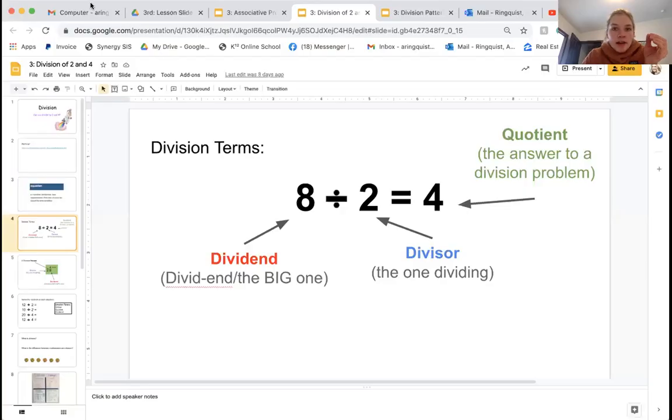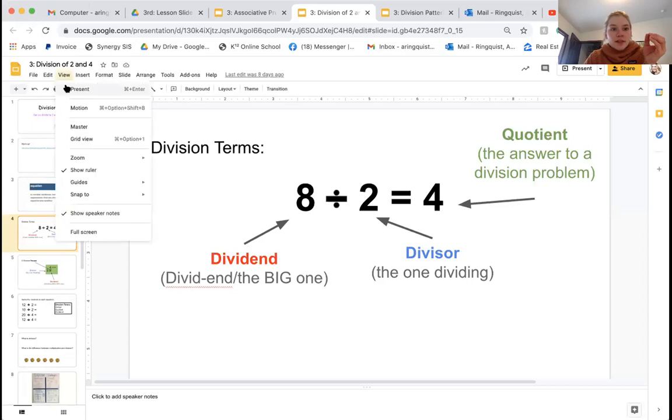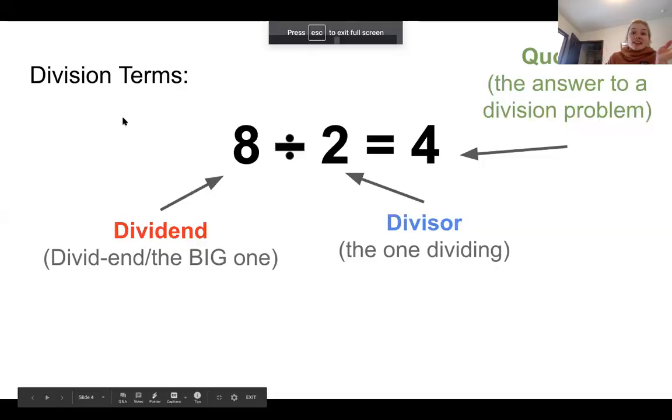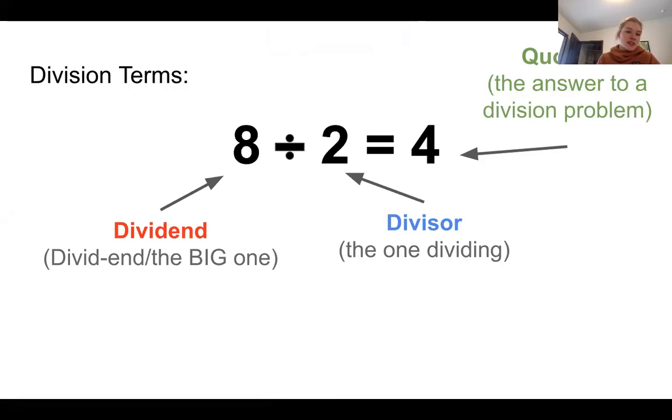Hi. All right, so we're going to be talking about division. And so here we go. When we're talking about division, we have different parts. So for instance, let's start with a number sentence. Here we have a division number sentence, and there are some special terms that we use to describe the different numbers in our number sentence.